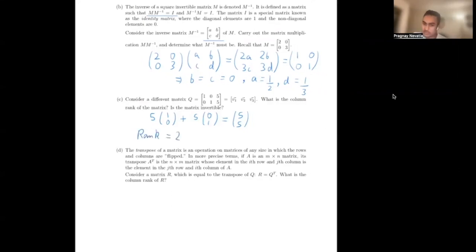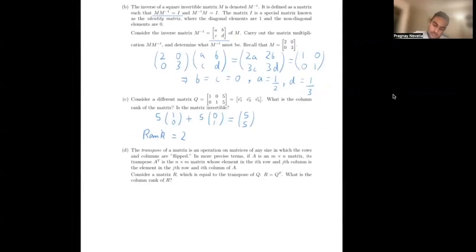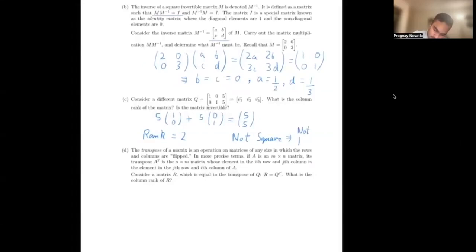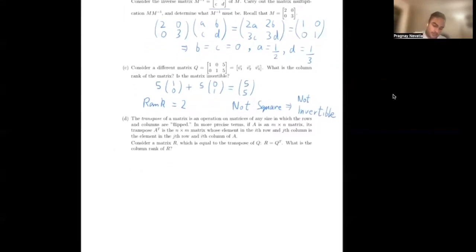And is the matrix invertible? It's not square, so it's not invertible. Okay, so that's just a simple check.